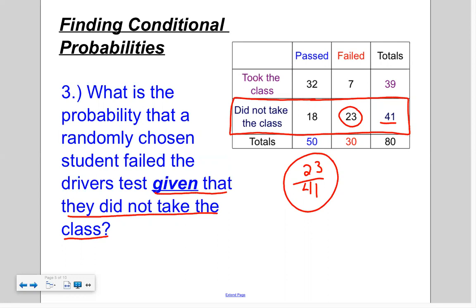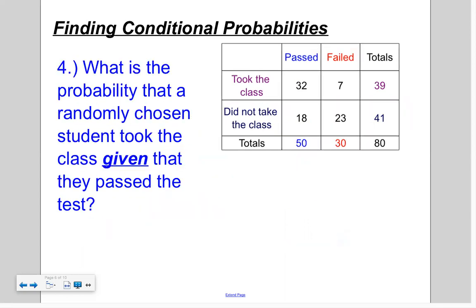That covers just the introduction to our conditional probability. Let's look at another example. They have another given statement: given that they passed the test. So let's read it all. What is the probability that a randomly chosen student took the class, given that they passed the test?